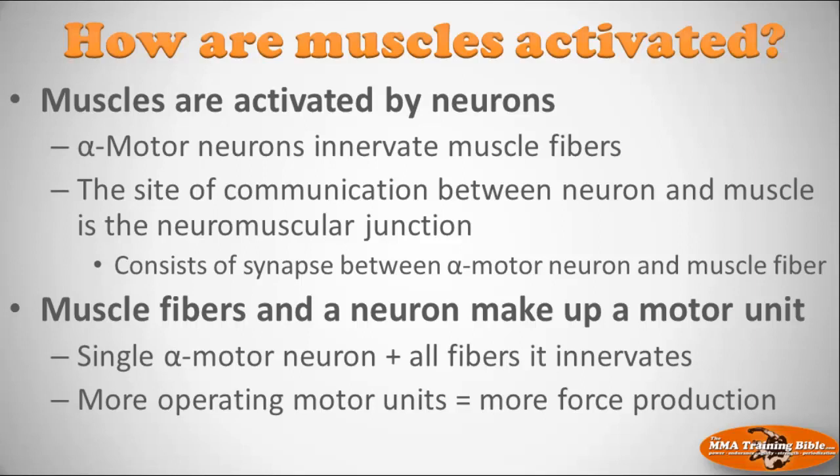For example, you want to be able to use small motor units when you're trying to write, or when you're trying to type, or when you're trying to perform very precise tasks. And you want to use very big motor units when you're trying to generate a lot of force, like a takedown in the cage. Okay, so enough talk about this stuff.